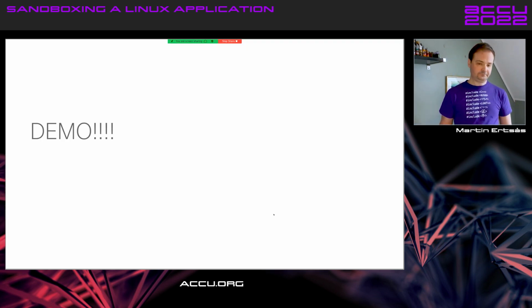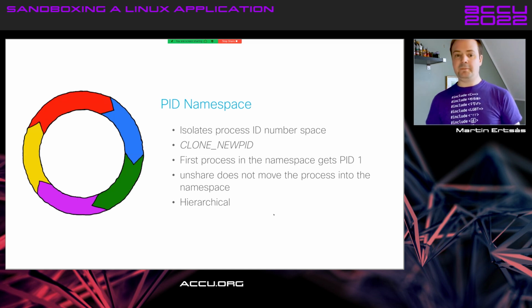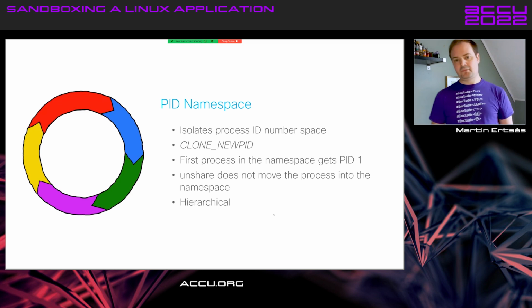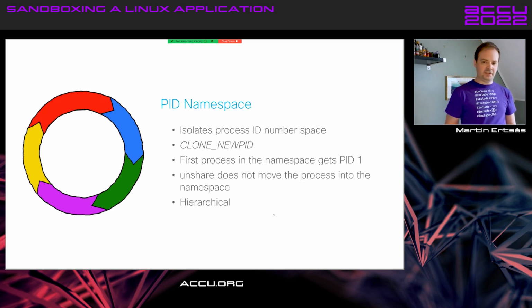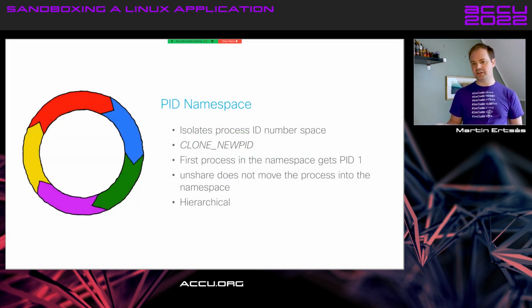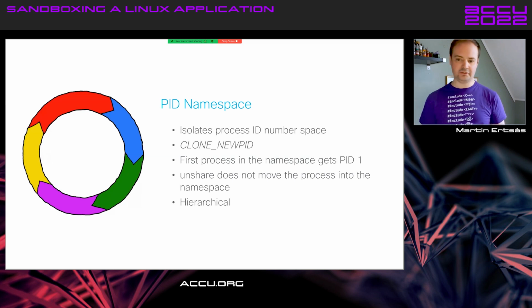So instead, we'll fix that with a PID namespace. Now these are a bit different. You create it by using clone new PID. But if you use the unshare syscall, then you're not moved into it.